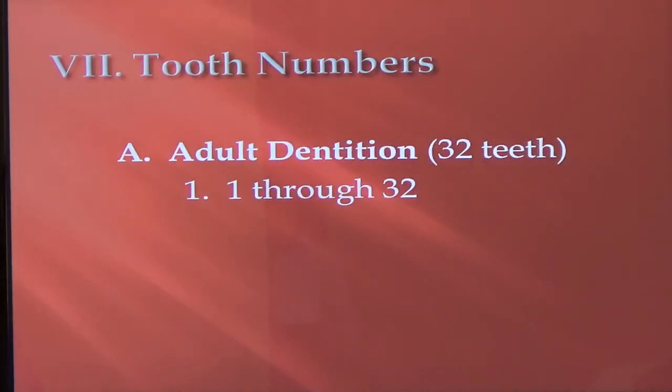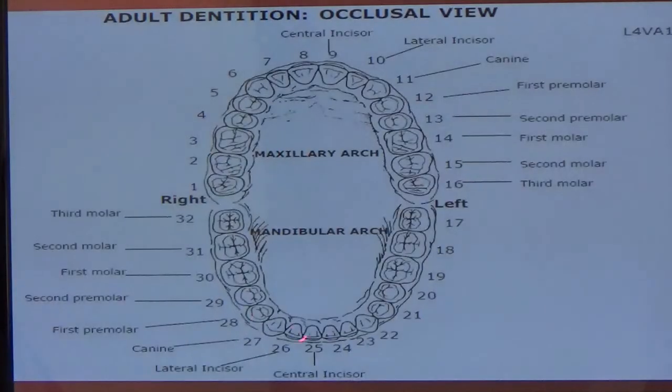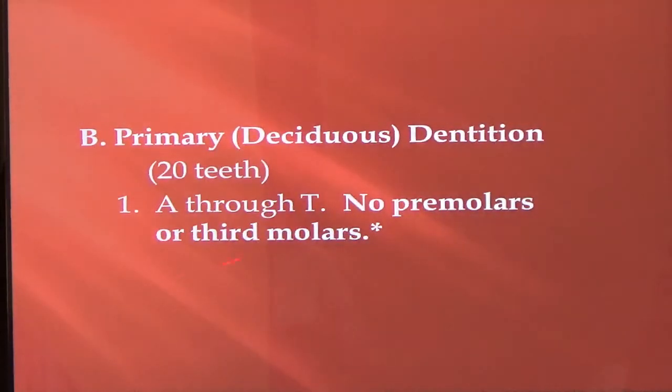Again, tooth numbers. We talked about 1 through 32, starting 1 to 16, 17 to 32. This was charted in here. Primary or deciduous means it's a baby tooth that's lost, that has a tooth following it. There are usually 20 teeth total, and they're named A through T.